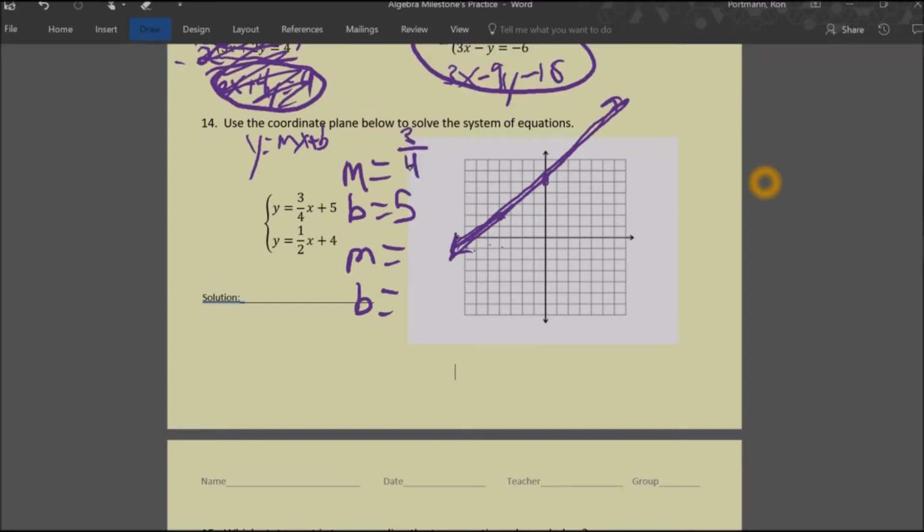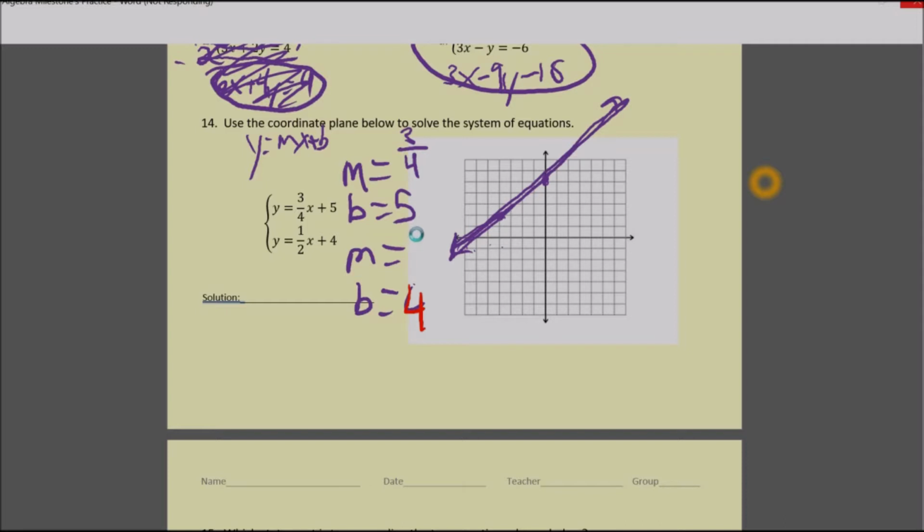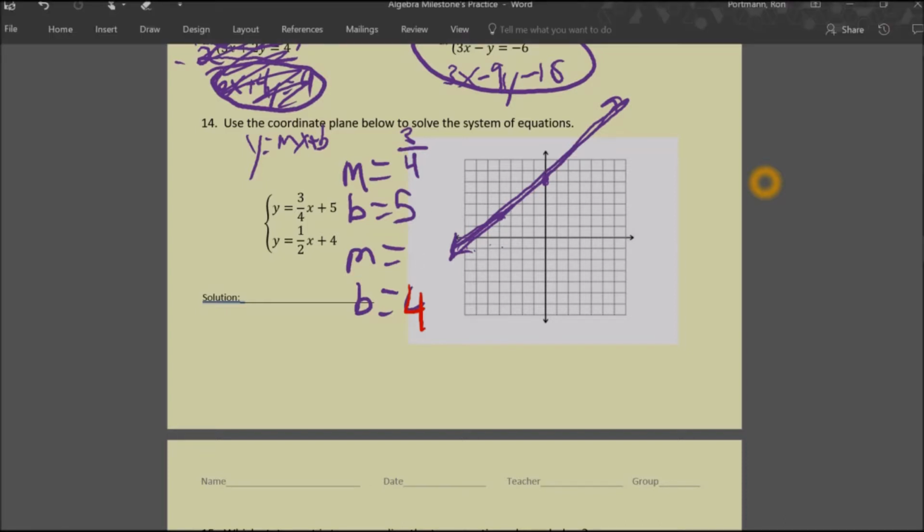So the b value is 4. Why didn't you change colors? There we go. 4. And the m value is going to be 1/2. So you're going to start at 4 on the y-axis. So that point is going to be 1, 2, 3, 4.